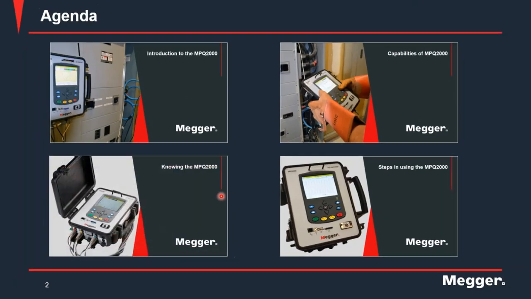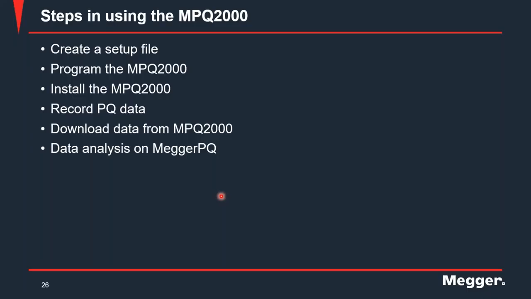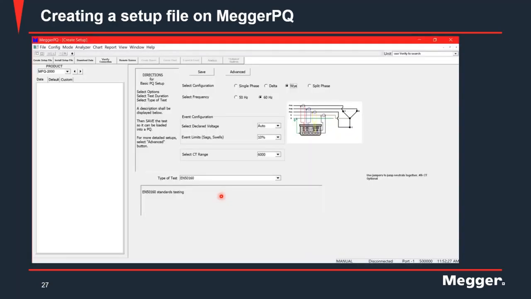Now let's get into the final section of the presentation, which is steps in how to use the MPQ2000, right? So these are the steps, and you would start off by creating a setup file. Then you would program the recorder. You would install the MPQ2000 on location. The recorder would record, and once the recording is complete, you would download the data from the unit, and then you would analyze the data on the Megger PQ software. And we are going to briefly go over each of these steps.